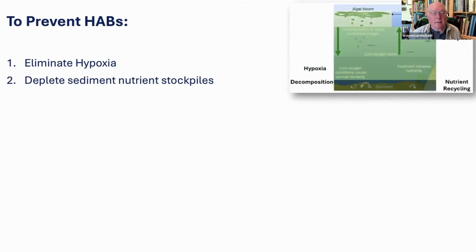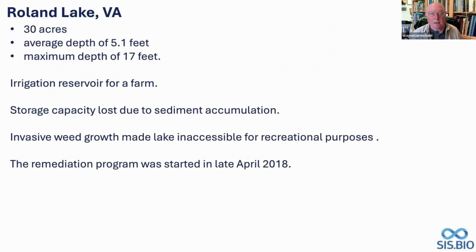Well, next step is not just enough to control hypoxia and get the oxygen and nutrient levels down, but how do you deplete those sediment nutrient stockpiles so that the problem doesn't continue when the next time summer comes around? So how do you deplete those sediment nutrient stockpiles? I want to move from this lake in Missouri to a lake in Virginia, smaller lake, 30 acres, 5-foot average depth, maximum depth about 17.